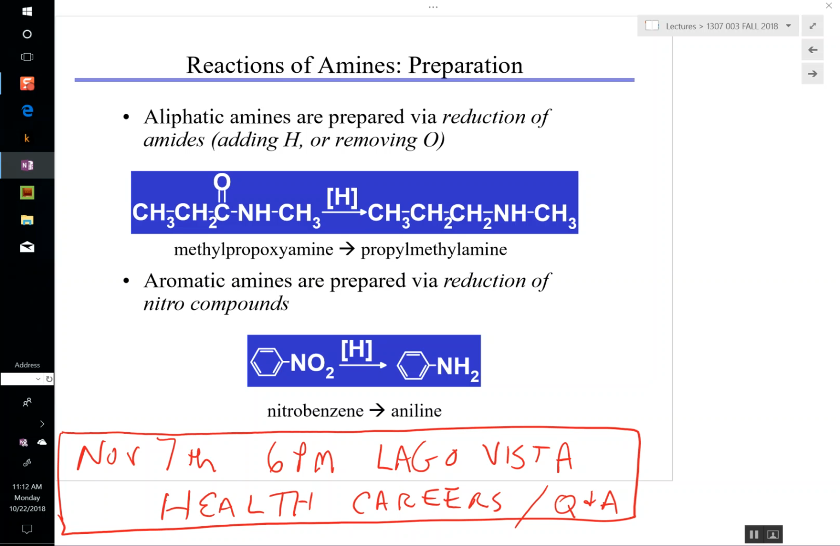So that's one way to prepare amines. And another way, same sort of thing, reduction of a nitro compound. Like nitrobenzene can be reduced to form aniline. I'm going to just mention these. These probably won't be reactions that I say you need to be able to complete. But just know that's how you could prepare an amine, from the reduction of an amide or a nitro functional organic compound.